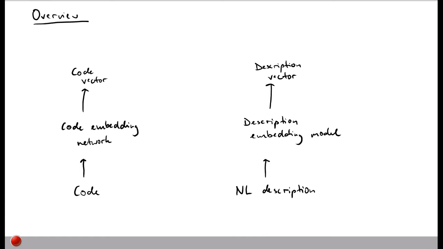And now given these two vectors, the model compares them and basically looks at their similarity by looking at the cosine similarity between these two vectors. And the overall goal of this architecture is to find the two vectors to be very similar to each other if the description is actually a description for the code, and these vectors should be not similar at all if the code is doing something very different from what the description is saying.